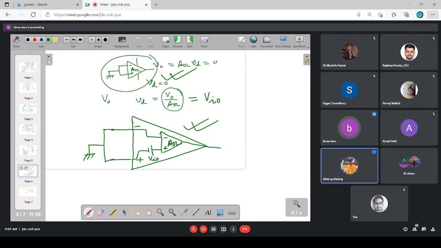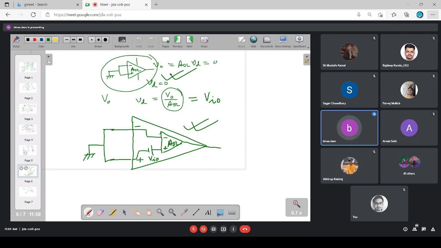Listen, the magnitude of this input offset voltage is of the order of millivolt. Then it is just 1 millivolt or 2 millivolt. So if my actual signal is of the order of several volts, then with respect to that, most of the time I can ignore that.